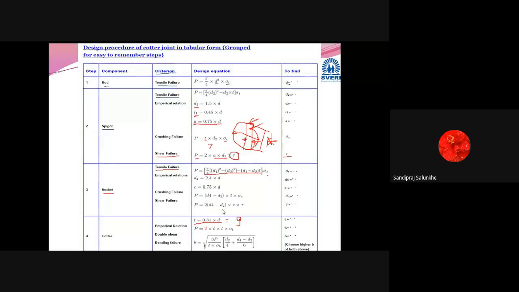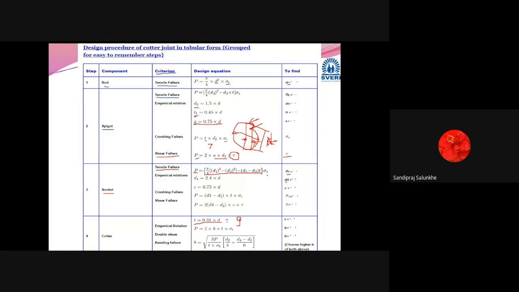So here this is calculated as pi by 4 (D1 square minus D2 square) minus (D1 minus D2) into T. This is the area, multiplied by the design tensile stress, and that will be the allowable force which can be transferred by means of this spigot and socket quarter joint. Now from this formula what have we calculated? We have calculated the D1 value, that is the outer diameter of that socket.